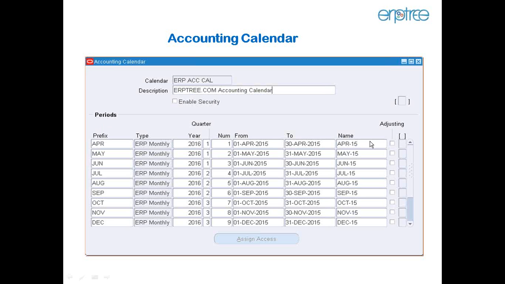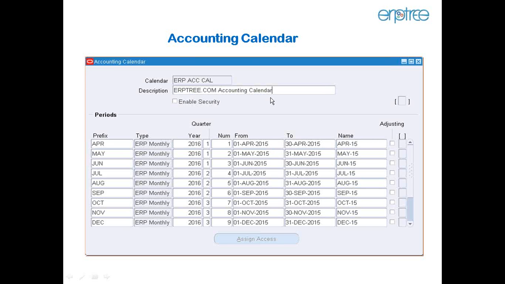This is the actual period name, April 2015. When you say April 2015, that period starts on 1st April 15 and ends on 30th April 15. The May period, May 2015, starts on 1st May 15 and ends on 31st May 2015. In the same way, these we call period names, with the period start dates and end dates. This is how we can give them.